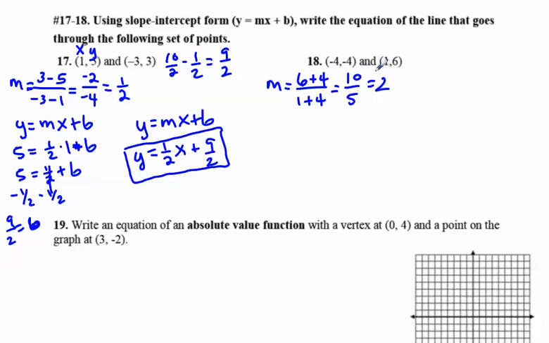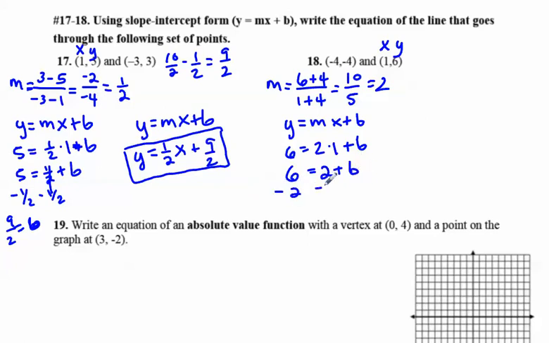And again, I can use either point. I'm going to choose the one with positive values. So I'm going to choose this one. But it's okay if you choose this one, you'll get the same answer. I have y equals mx plus b. My y is 6, my m is 2, and my x is 1. So 6 equals 2 plus b, and then subtract the 2 from both sides to get 4. So y equals mx plus b, my slope is 2, I found it here, and my b is 4.